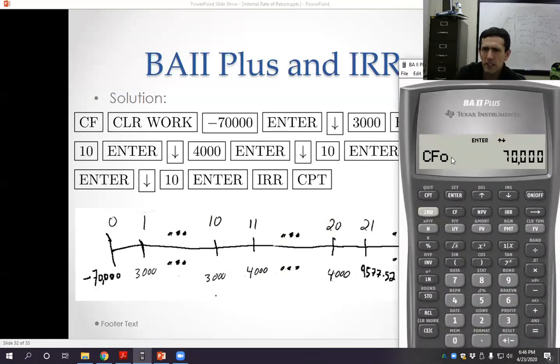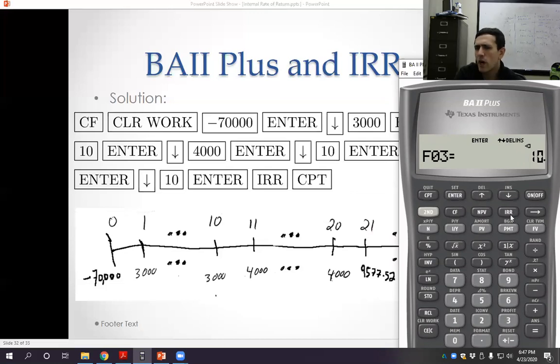So we're going to hit 70,000 negative, enter. That's my initial investment. So then we go down. Then we hit 3,000, enter. That's my next one. But that's repeated 10 times, so the frequency is 10. And now we go to the next one, which is 4,000 repeated again 10 times. And last but not least, 9577.52. And that's repeated again 10 times.